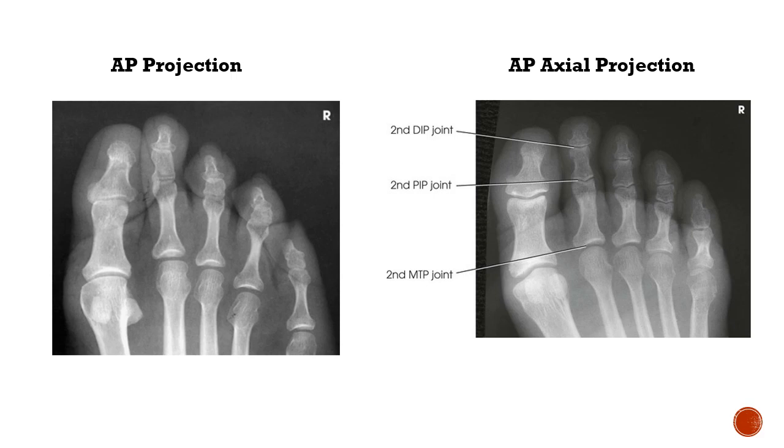On the left-hand side is the AP projection, where we see the joint spaces are not entirely open, whereas in the AP axial projection we can see where the DIPs and the PIPs and the IPs are open.